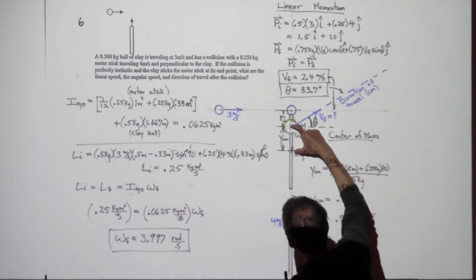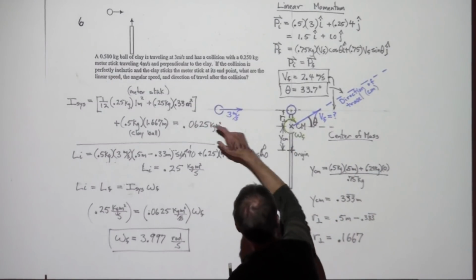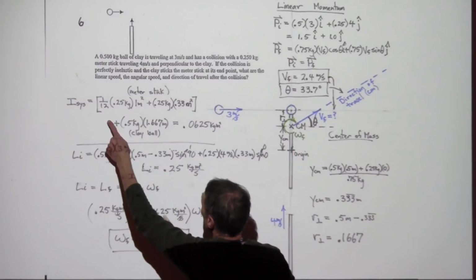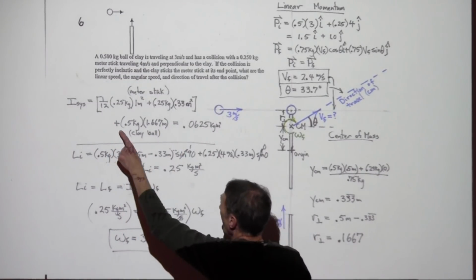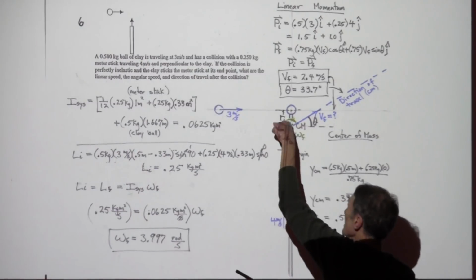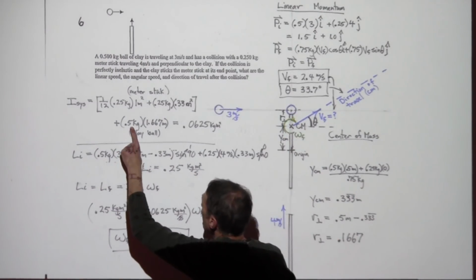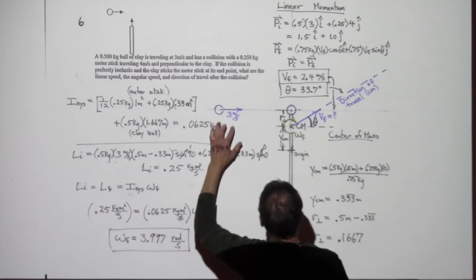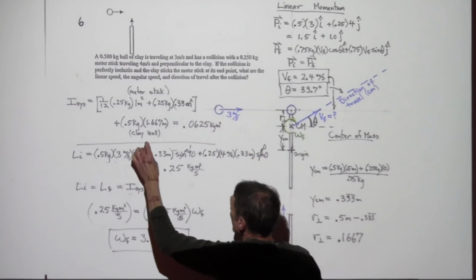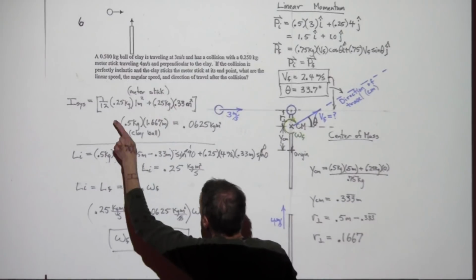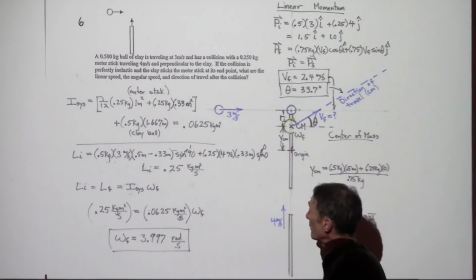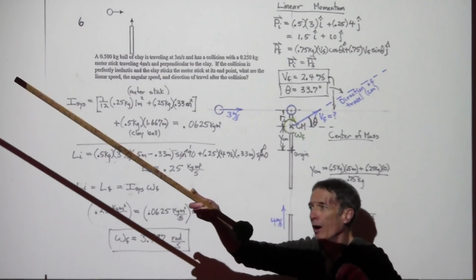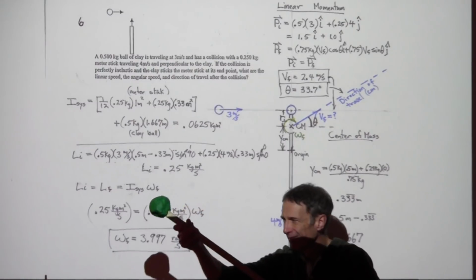So this distance we already found here was a third of a meter down. So we use that for the moment of inertia. Then we also add the moment of inertia of the clay ball, which is going to be spinning around this thing. That's going to be that mass times the r perpendicular, that perpendicular distance squared, which again is a sixth of a meter. And then the sum of those two is going to give us the moment of inertia of this system. So we've got the moment of inertia of this thing about the center of mass. Okay, whew.